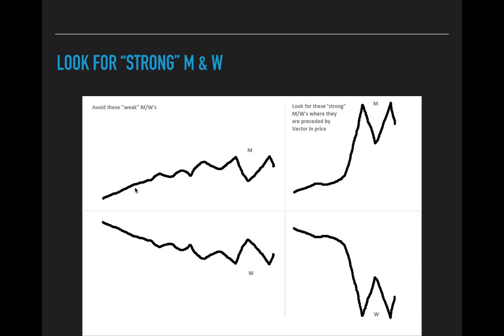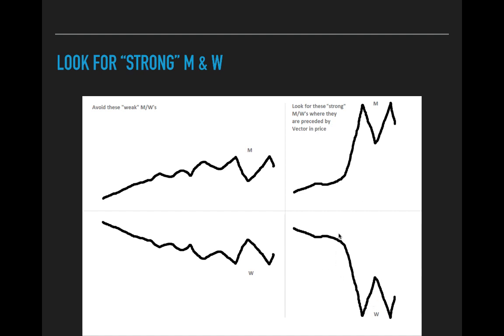Okay, you don't want to be trading these weak looking M's that kind of dribble along, right, with the smallish candles. Okay, not really giving you a good size shift candle when they take it to the second leg. Okay, those are usually trouble. So you want to look for these types of M's and W's.